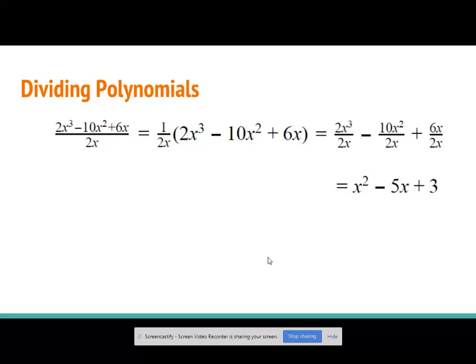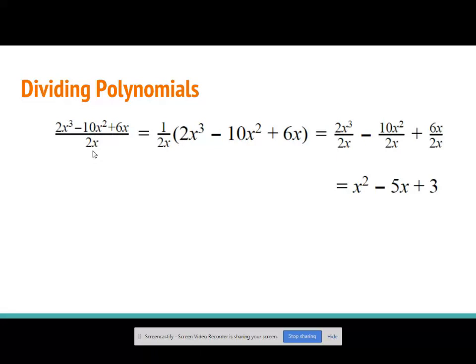If I were going to do this problem myself, what I would probably do is I would view this as 3 different problems. And I would say 2x cubed divided by 2x, x squared, 10x squared divided by 2x, x to the 5th, 6x divided by 2x is 3. This shortcut only works if you have a monomial in the bottom. There's no adding or subtracting in the bottom.